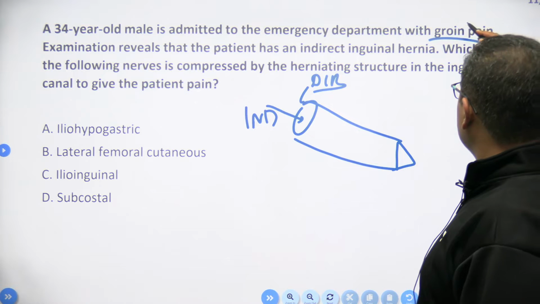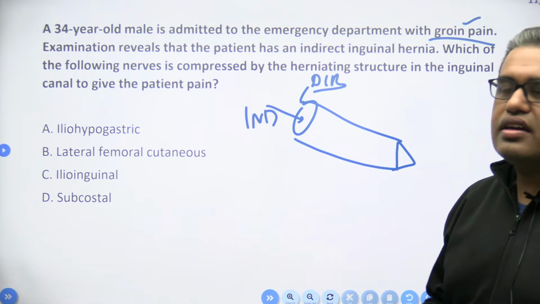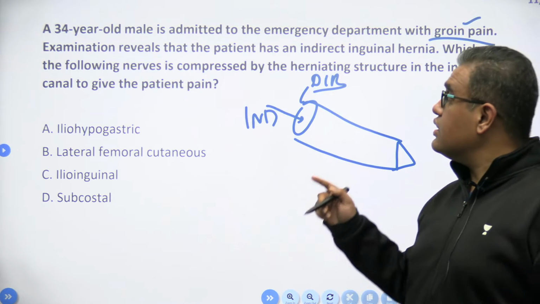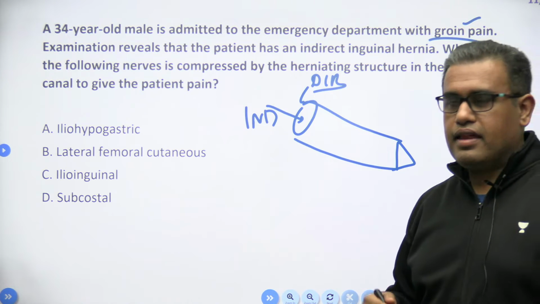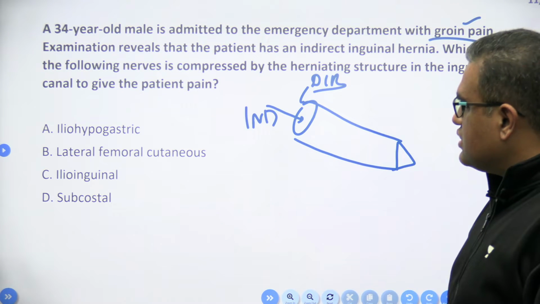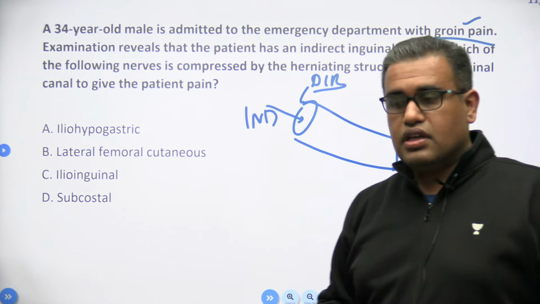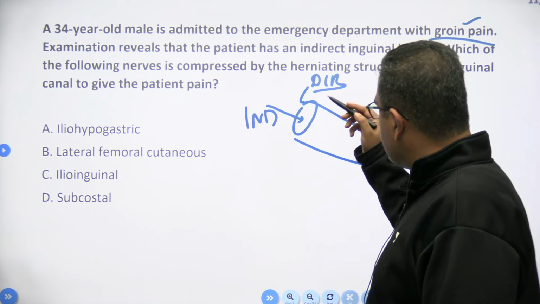They are saying a patient's having groin pain. See, hernia per se doesn't normally cause pain unless and until it is very big or it is compressing any nerve. Here they are asking that it is compressing a nerve by which there is a groin pain, right? It's a male with an indirect inguinal hernia. Options given here are iliohypogastric, lateral femoral cutaneous, ilioinguinal, and subcostal. So hernia has already started. So hernia has entered through the deep ring.